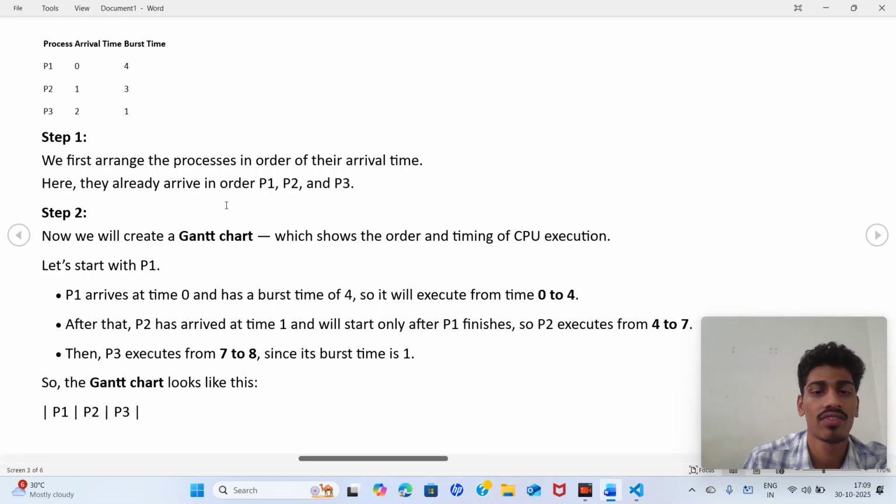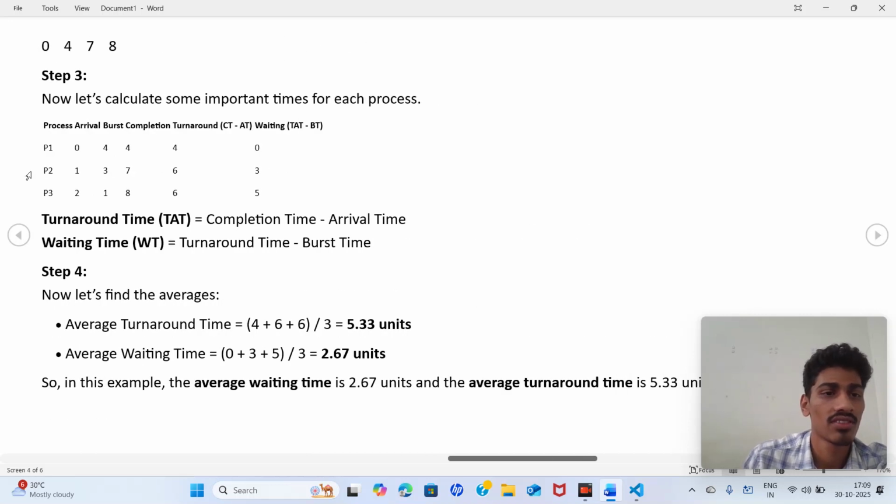Now we'll create a Gantt chart, which shows the order and the timing of CPU execution. Let's start with P1. P1 arrives at time 0 and it has a burst time of 4, so it will run up to time 4. After the execution of P1, P2, which arrived at time 1, will execute. P2 executes from 4 to 4 plus 3, that is 7. Then P3, which arrived at time 2, executes from 7 to 7 plus 1, which is 8. So the Gantt chart looks like this: P1 first, then P2, and then P3.